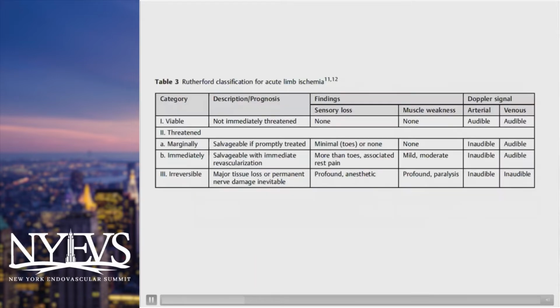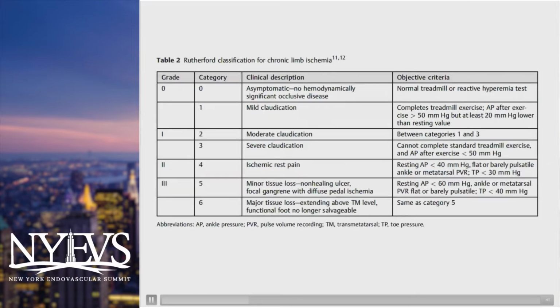Regarding Rutherford, it is still useful. And I think when we see a patient in clinical practice, we should try to put them into which category and grade they fit in, as far as their claudication distance, or if they have ischemic rest pain, or if they have tissue loss.